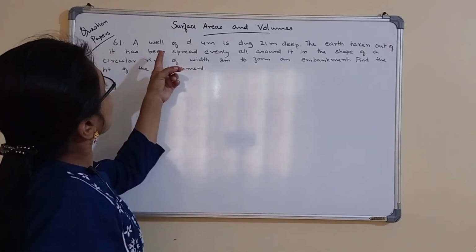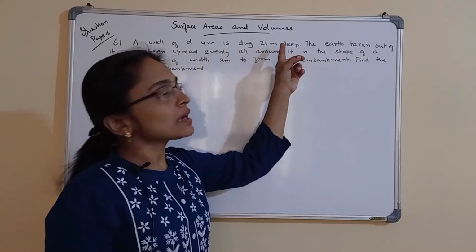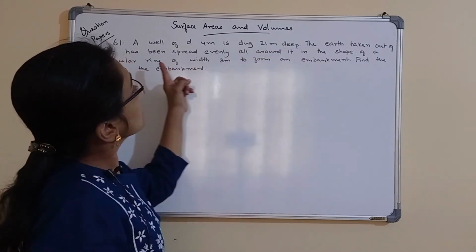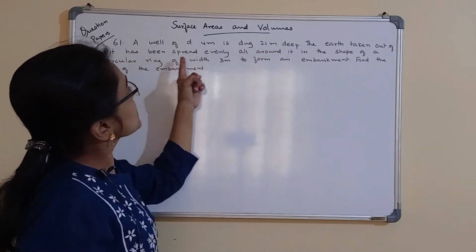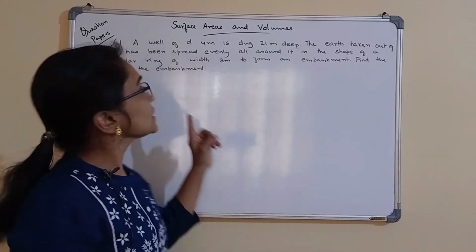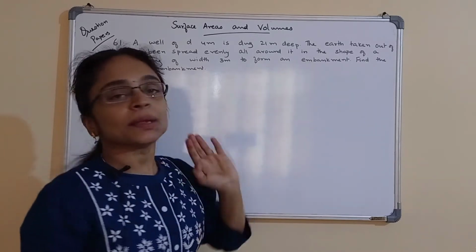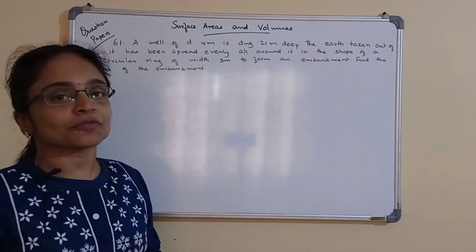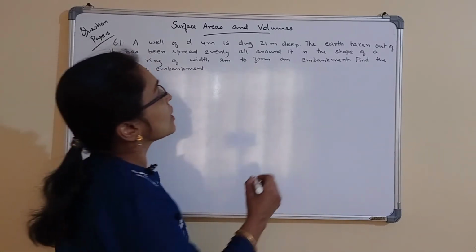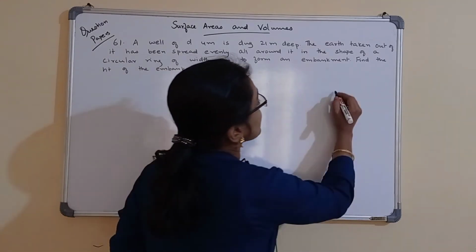Next question. A well of diameter 4 meter is dug 21 meter deep. The earth taken out of it has been spread evenly all around it in the shape of a circular ring of width 3 meter to form an embankment. Find the height of the embankment. So we have done a question like this.